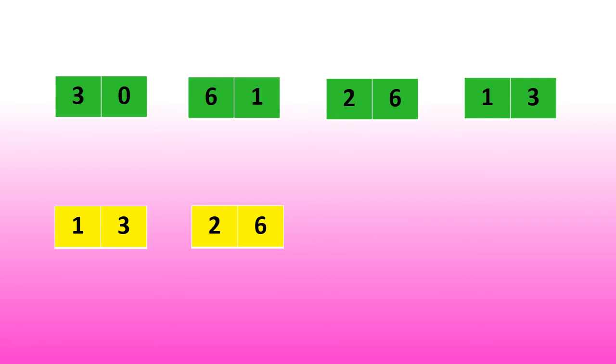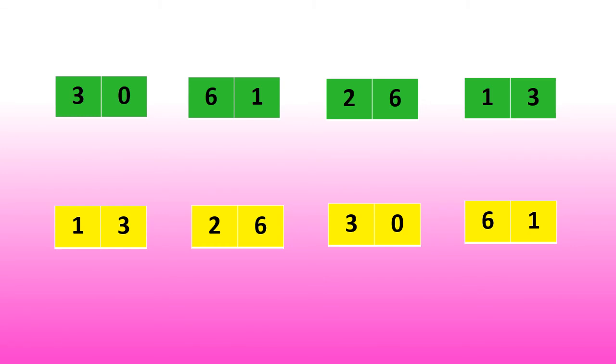Now, we have 2 numbers remaining, the number 30 and the number 61. And as we know that 3 tens is smaller than 6 tens, hence the number 30 will come next. And last, we have the number 61 with 6 tens. Now let's read these numbers in the ascending order. 13, 26, 30 and 61.